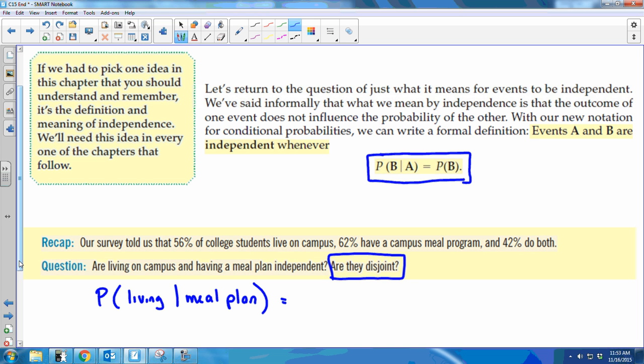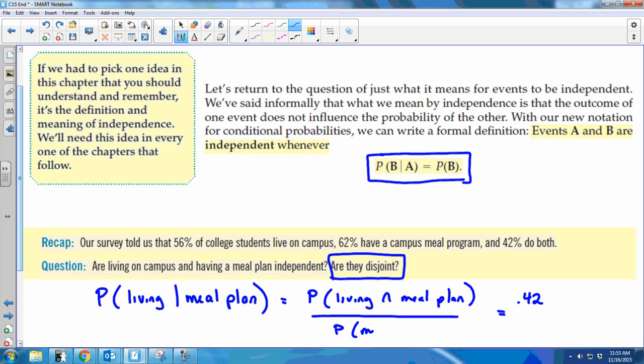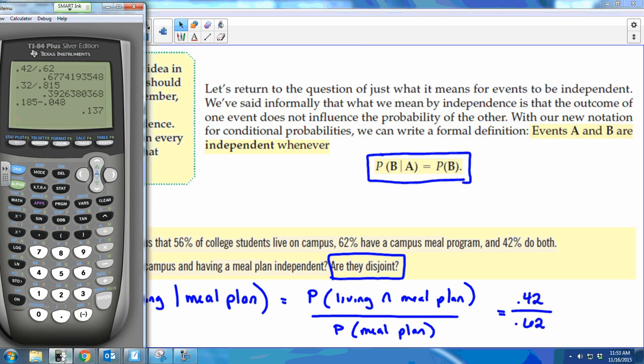If you use the formula, then you do the probability of both over the probability of what's given. So what's the probability that you are living on campus and you have a meal plan? Probability of living on campus and having a meal plan is 0.42. Now you divide that by the probability of what's given, the probability of a meal plan. So what's the probability of a meal plan? 0.62. So then 0.42 divided by 0.62 is 0.677, because I did it earlier.